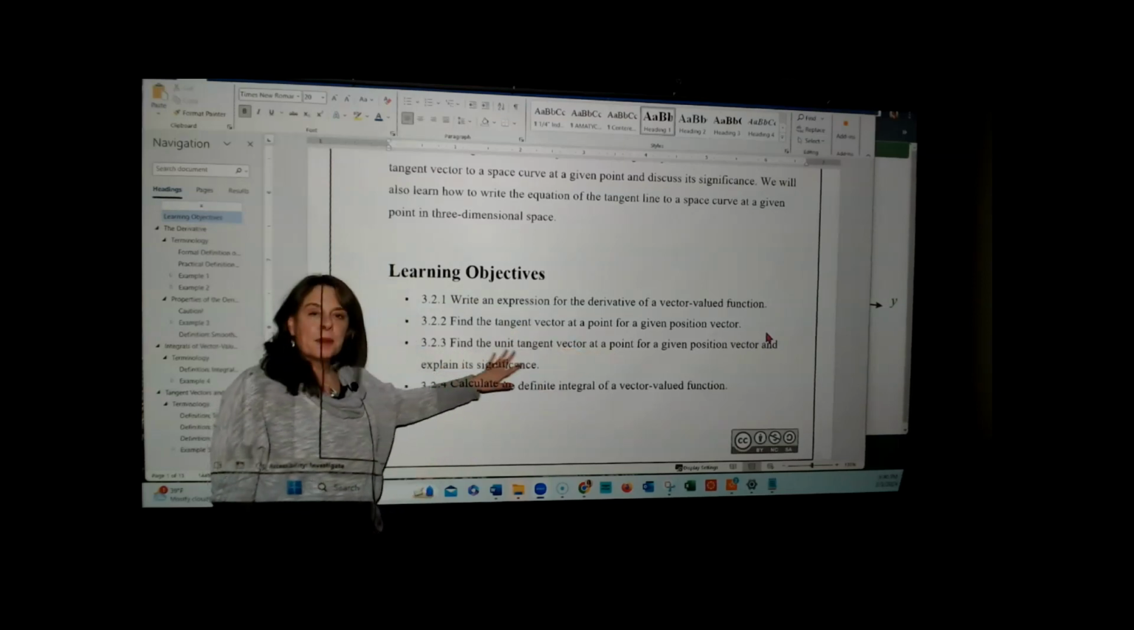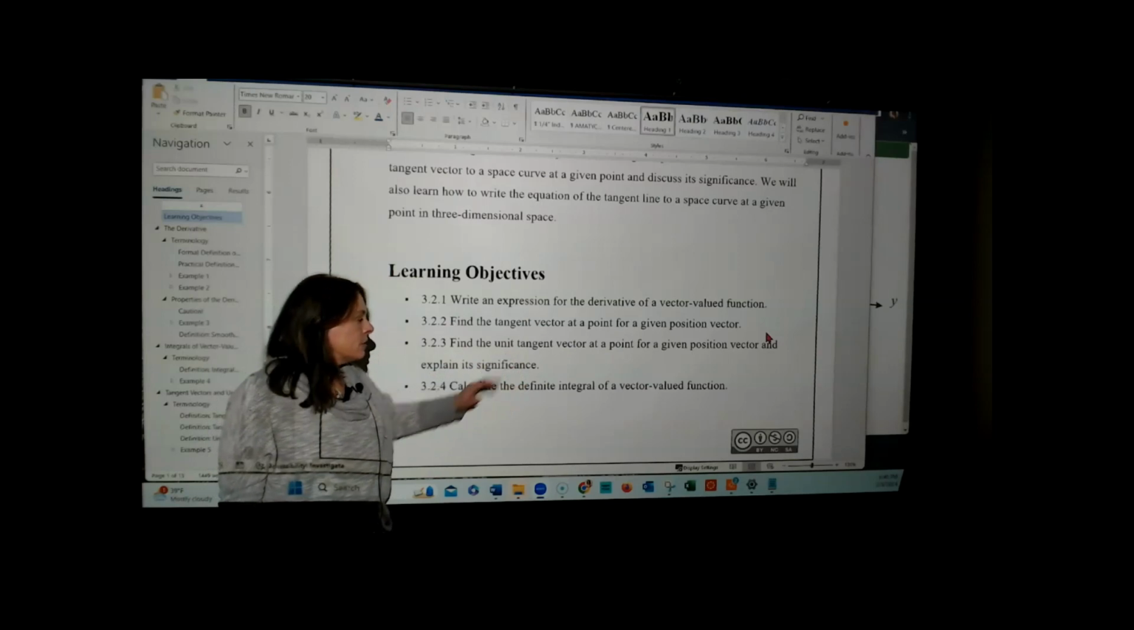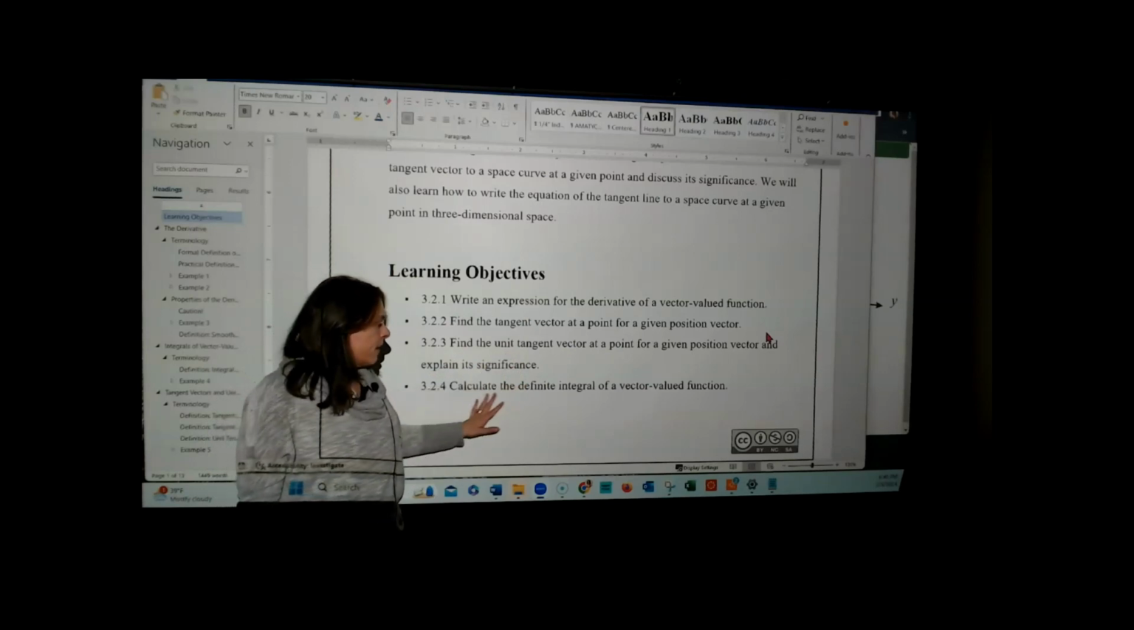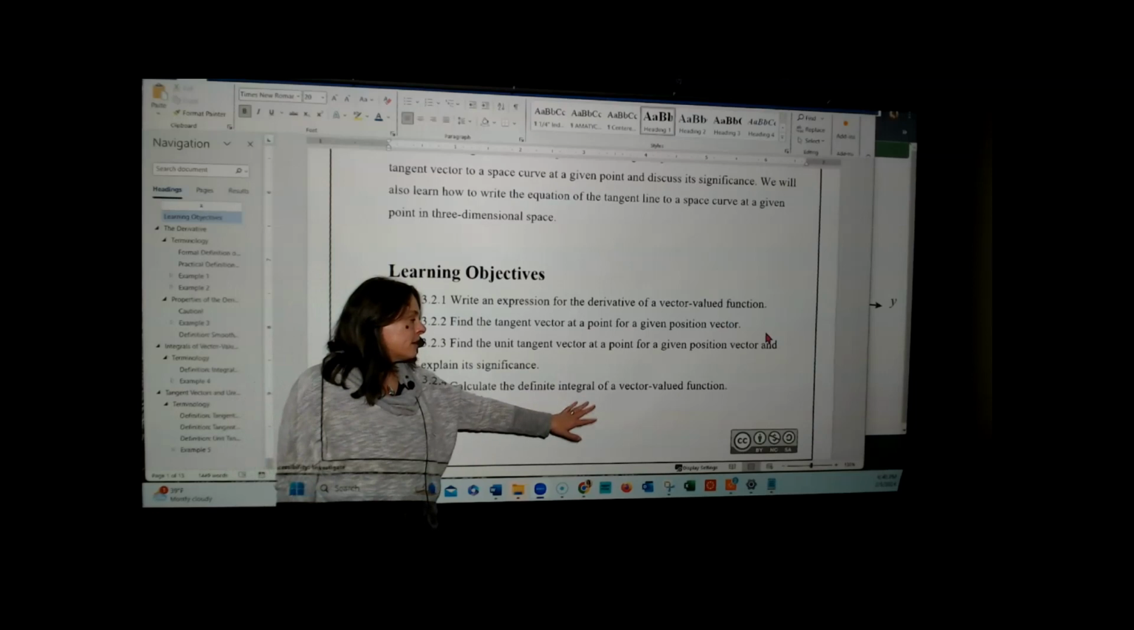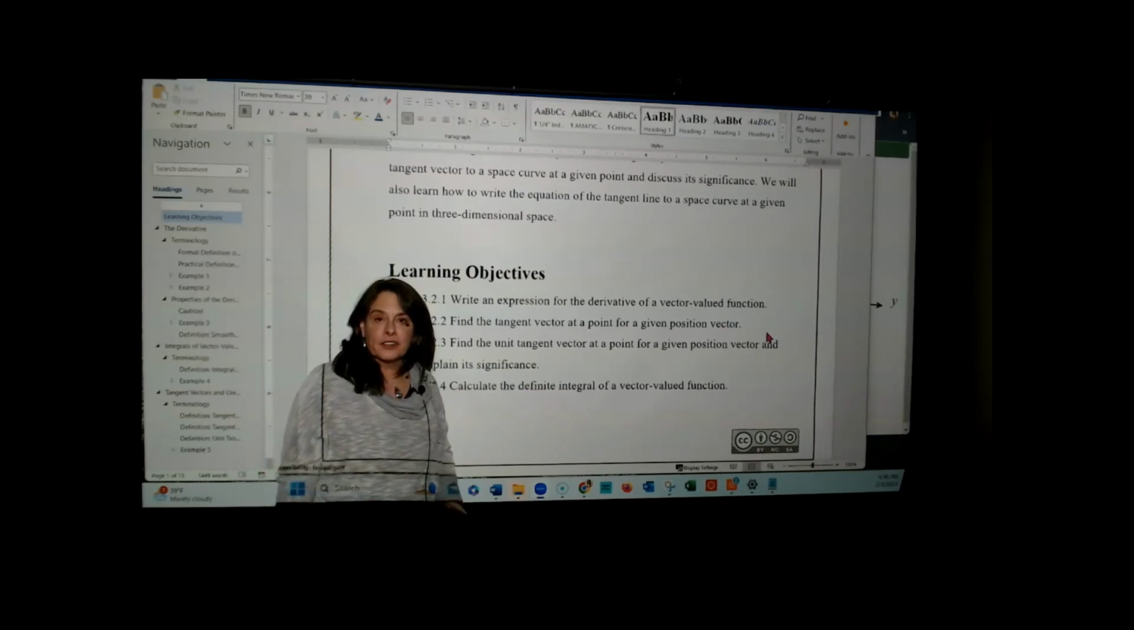Find the unit tangent vector, which would just be dividing the tangent vector by its magnitude at a given point. And then we want to explain what the significance of that unit tangent vector is. And finally, we want to calculate the definite integral of a vector-valued function. Let me share my screen with you and we'll get started.